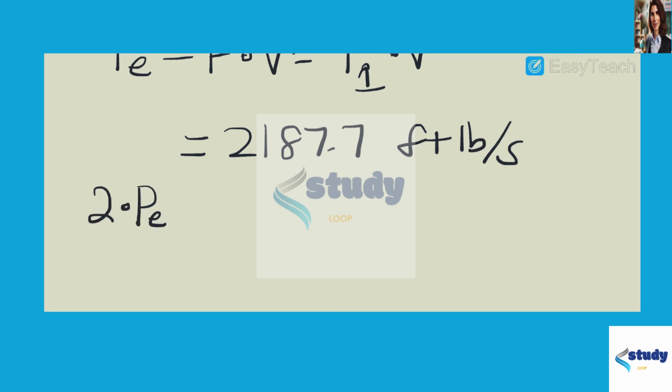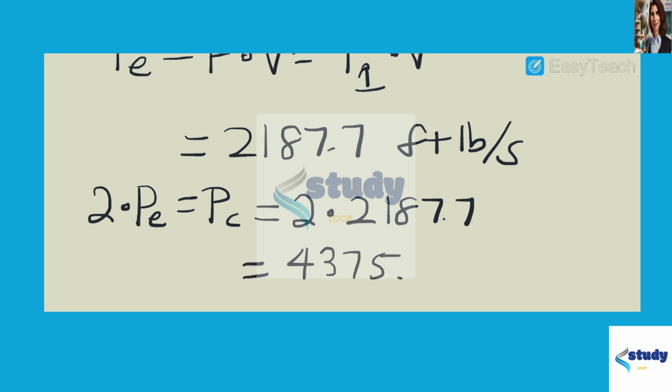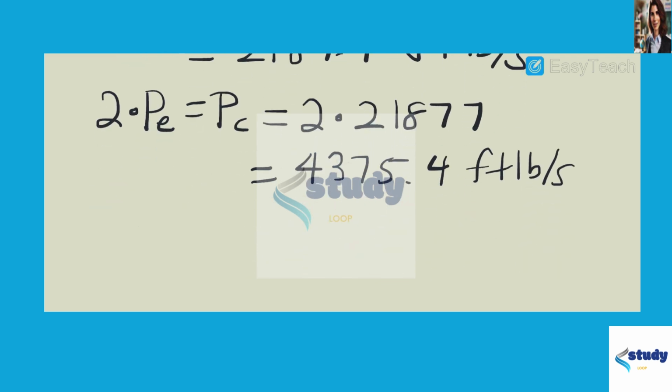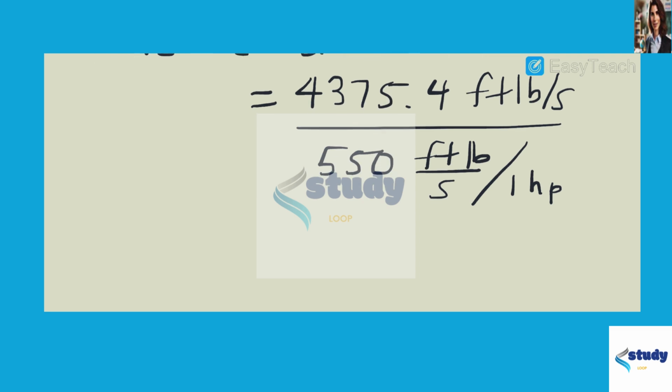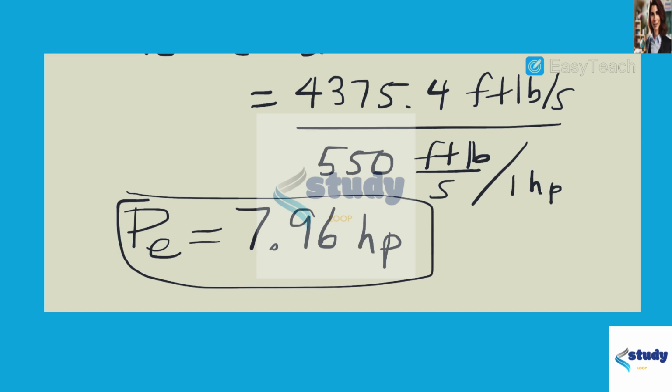Now, as before, the power that is required to be distributed by the motor is going to be 2 times the power experienced by the elevator, and that's going to be our PC, which is 2 times 2187.7, which gives us 4375.4 foot-pounds per second. Again, converting this into horsepower requires that we just divide this by 550 foot-pounds per second per horsepower. This gives us a final power required of 7.96 horsepower. That is our final answer.